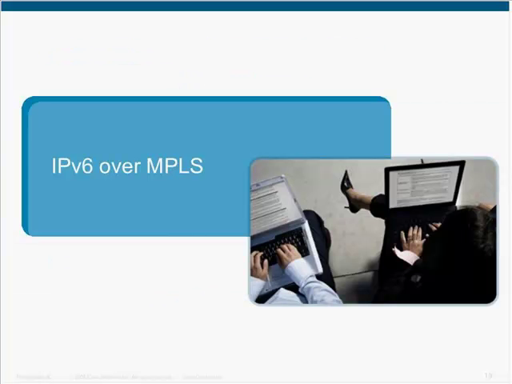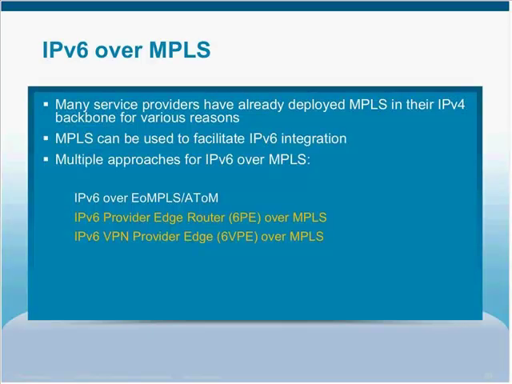Okay, let's talk about IPv6 over MPLS now. It is clear, as everybody knows, that a lot of service providers have deployed MPLS in their network. So we can take advantage of that MPLS network to deploy IPv6 services in an easier way than just deploying v6 on all routers. The first approach to provide IPv6 services to a customer would be to run IPv6 over MPLS or IPv6 over Ethernet over MPLS.